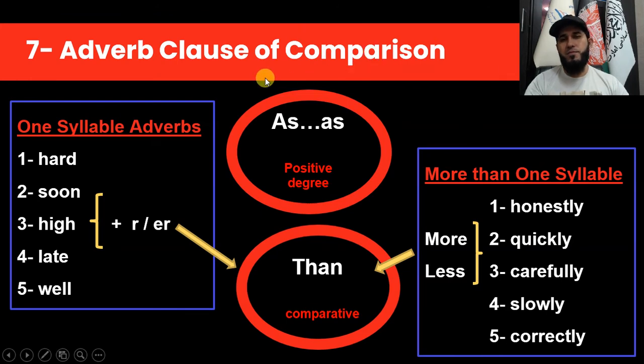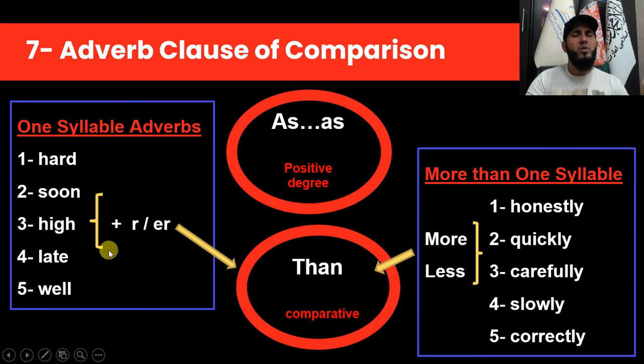Adverb clause of comparison. So keep in mind that when we compare the actions of people, we use adverb clause of comparison. Okay, so we have a positive degree and we have comparative degree. For positive degree, we use as. Now we have one syllable adverbs like hard, soon, high, late, and well.